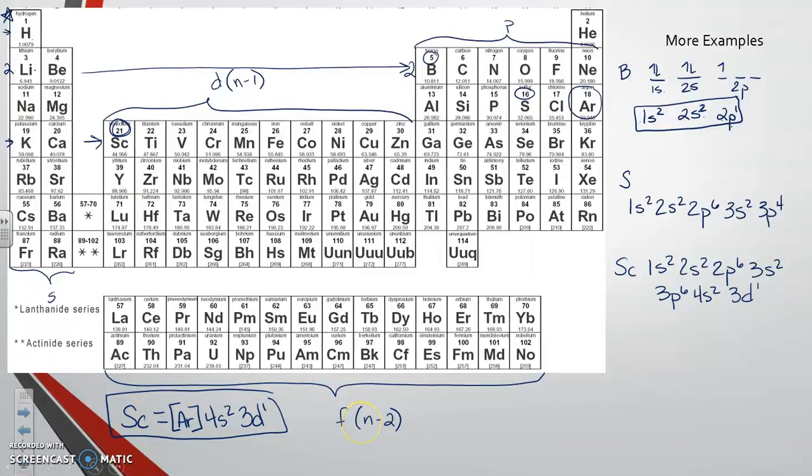Now, here's the big thing. Make sure that you don't give shorthand notation unless I ask for it. If I ask for electron configuration, you have to give me the whole thing, especially if it's down here. Yes, even if it's down there.